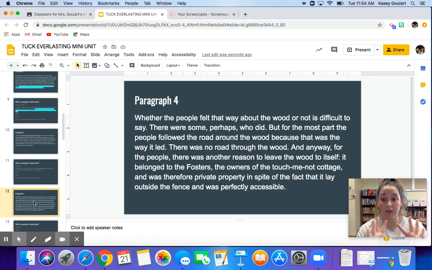All right, paragraph 4. Whether the people felt that way about the wood or not is difficult to say. There were some perhaps who did. But for the most part, the people followed the road around the wood because that's the way it led. There was no road through the wood, and anyway, for the people, there was another reason to leave the wood to itself. It belonged to the Fosters, the owners of the Touch-Me-Not cottage, and was therefore private property in spite of the fact that it lay outside the fence and was perfectly accessible.